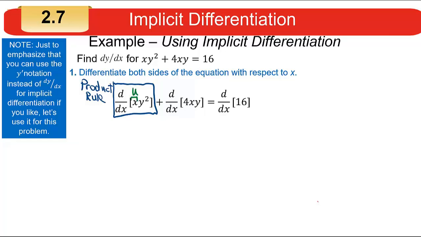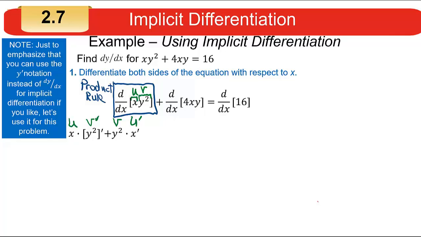If you think of the x as the u, that would be the first one, and the y squared could be thought of as v, and that would be the second one. And you would get u, which is the x, times y squared prime, the derivative of y squared, plus v, which is y squared, times the derivative of x. I just wrote them symbolically. I haven't actually done the derivatives yet.